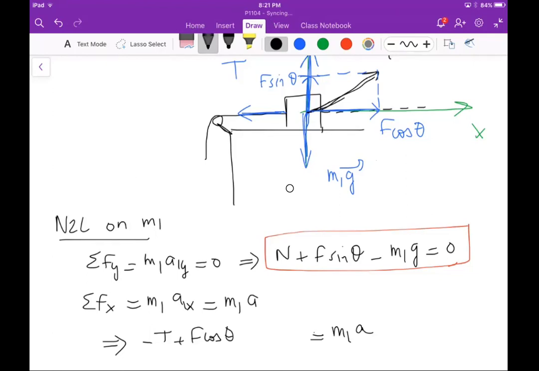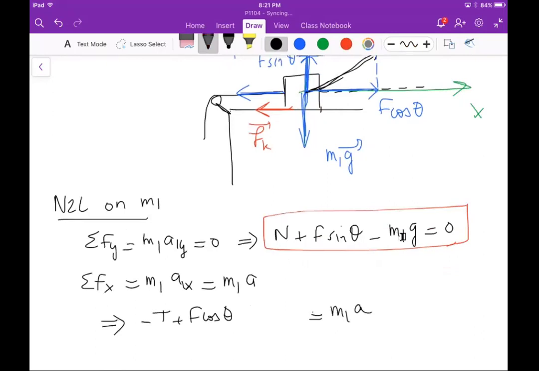And so on top of that, we have to add the friction force to this figure. The friction force, of course, points to the left because the object is moving to the right. So this is the friction force Fk, and this is what is missing here. So minus T, plus F cosine theta, minus Fk, which is the friction force, is equal to M1 times A. And this is the second equation out of Newton's second law for the case of M1.